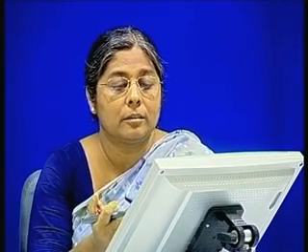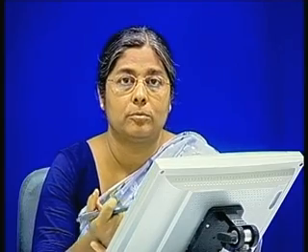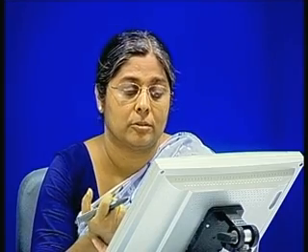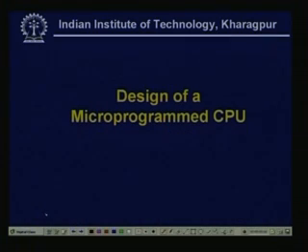So, already we have studied the design of a CPU, mainly two parts: the design of the ALU and the design of the control unit. There are two approaches, the hardware control unit and the microprogrammed control unit. Now, this class will cover the design of a microprogrammed CPU.